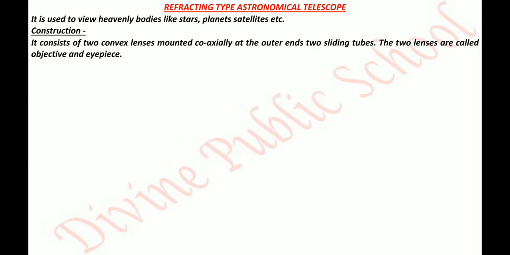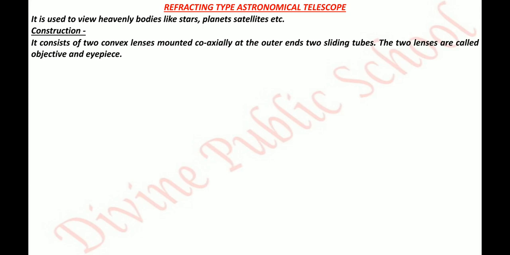One lens is called the objective, the other lens is called the eyepiece. So it consists of two convex lenses mounted coaxially at the outer ends of two sliding tubes. The two lenses are called the objective and the eyepiece. Now about the objective. The objective is a lens of greater focal length, meaning larger focal length, having a very large aperture.